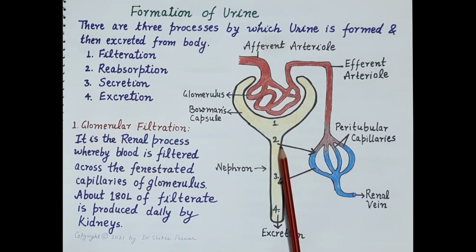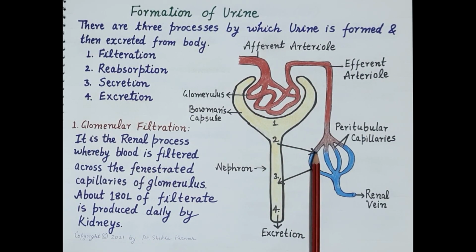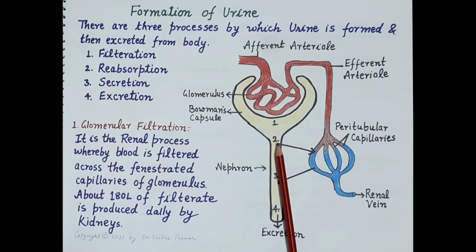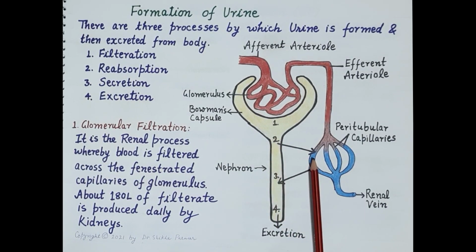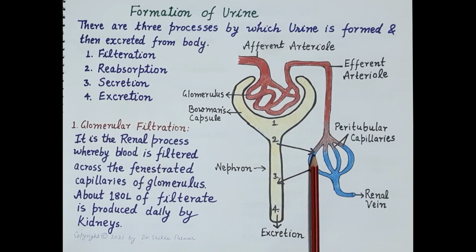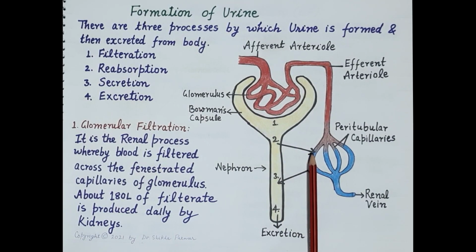This reabsorption is highly selective. Only those substances which are required by the body are reabsorbed, and therefore the process is called selective reabsorption. This selective reabsorption occurs in the proximal convoluted tubule, loop of Henle, distal convoluted tubule, as well as in the collecting duct. This reabsorption of required substances and water denotes movement of solutes, ions and water from the filtrate, or from the tubular lumen, into the peritubular capillaries, and thus these required substances reach back to the bloodstream.